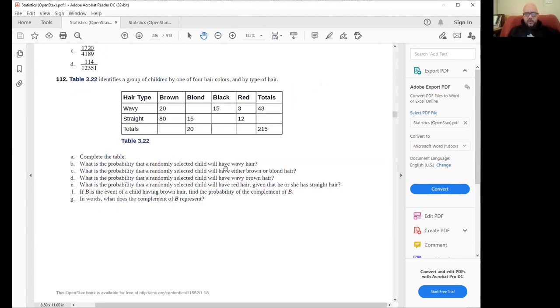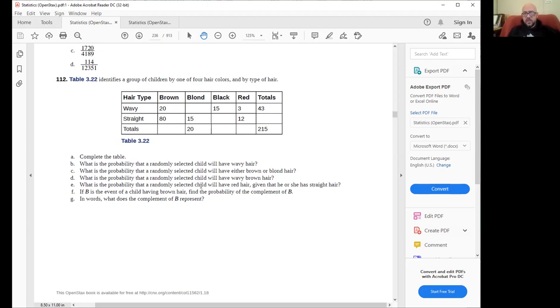What's the probability the randomly selected child will have wavy hair? I'm not even sure we need to bother doing this. So wavy hair total is 43 out of 215 people. So 43 out of 215 is the answer. What's the probability that a randomly selected child will have either brown or blonde hair? Well, the total here was 20, the total here was 100, so we got 120 out of 215. What's the probability that a randomly selected child will have wavy brown hair? So wavy brown is this box right here, so 20 out of the 215.